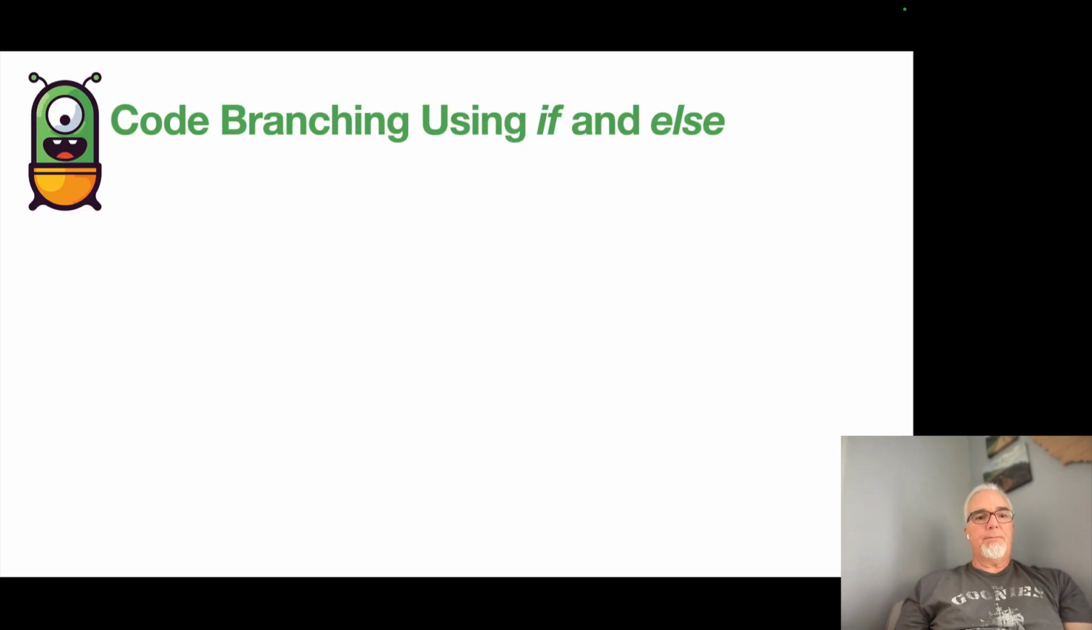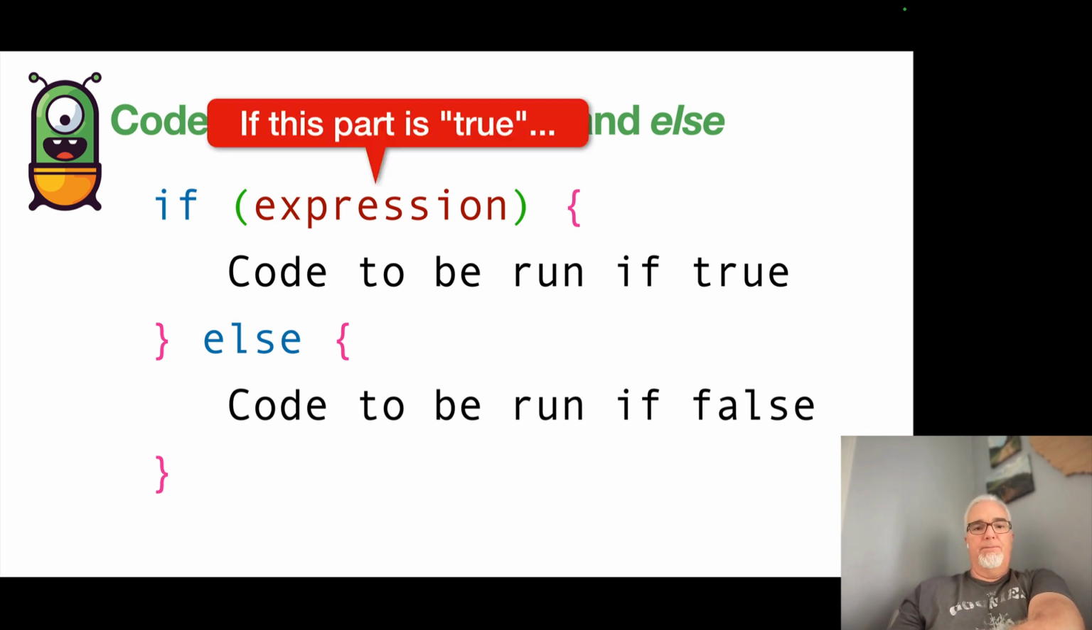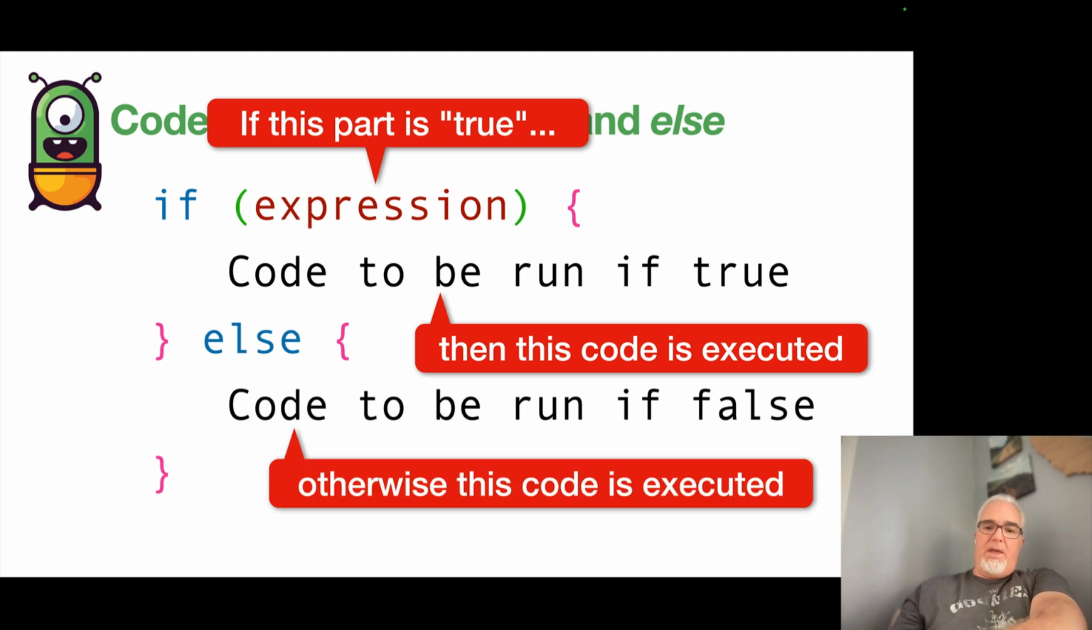Let's take a look. So in code branching using if and else, it's an either or situation. If the expression is true, the first block of code gets run, and if the expression is false, then the block of code under else gets run. It's a true fork in the road where we either go this way or we go that way. If that part is true, then that code is executed. And if it's not true, then of course the bottom block of code gets executed.